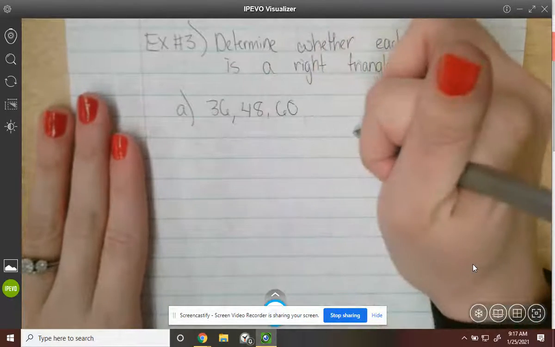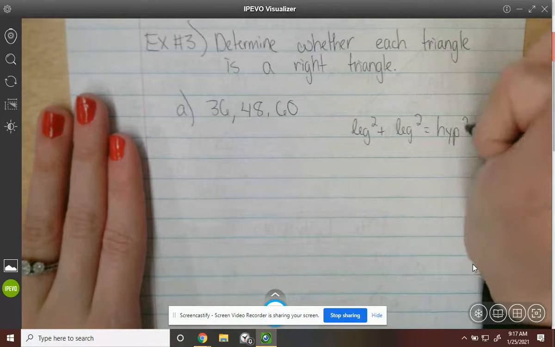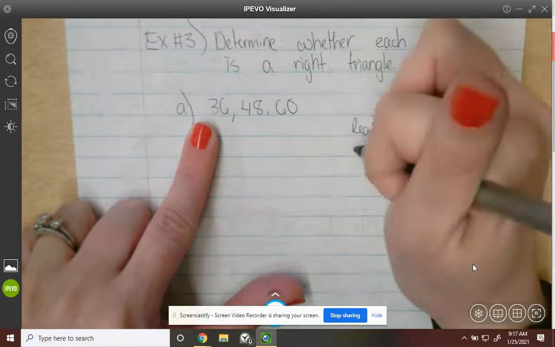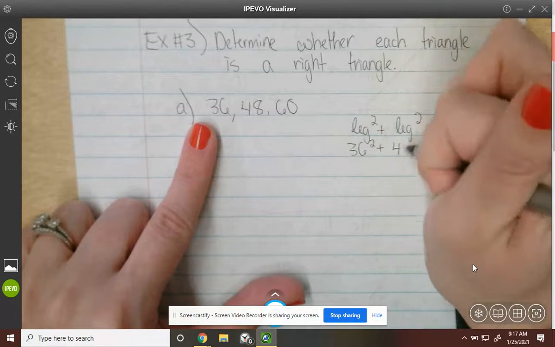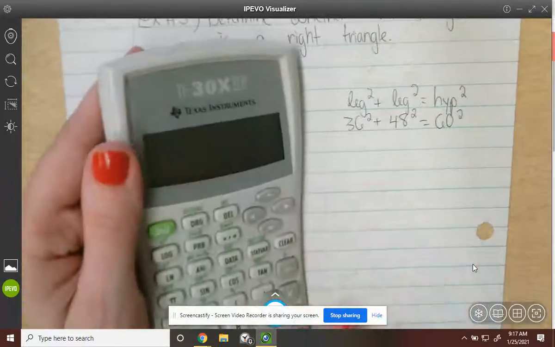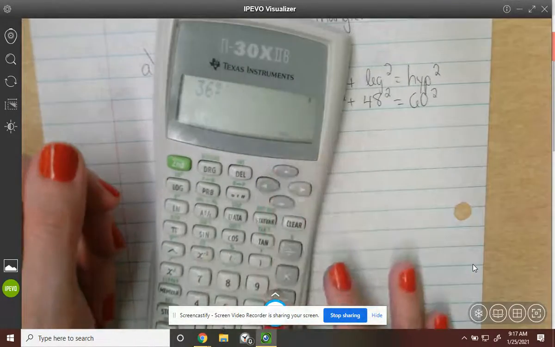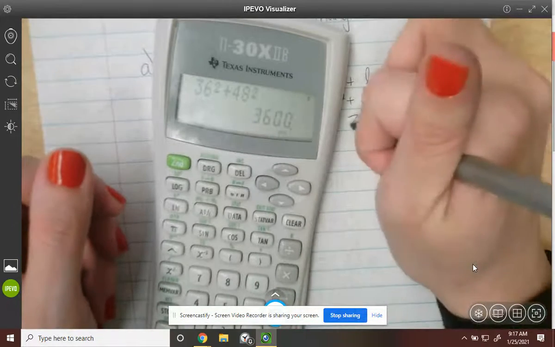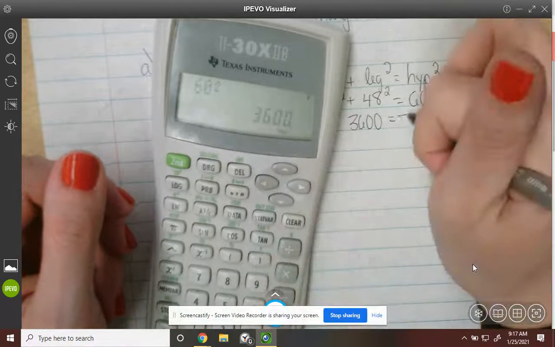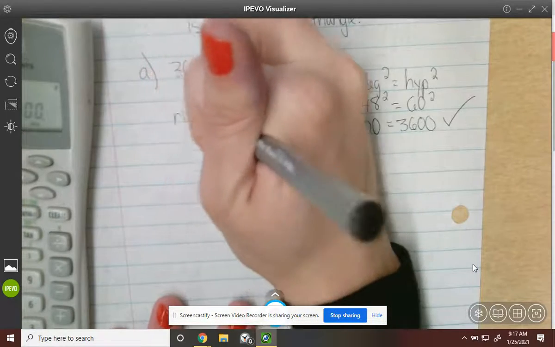So I'm going to set up my equation: leg squared plus leg squared equals hypotenuse squared. Plug in my numbers. What's my biggest side? 60. So I know that's my hypotenuse. So 36 squared plus 48 squared. And then I'm just plugging this into my calculator. Sorry about the light. 36 squared plus 48 squared, I get 3,600. And then I'm going to do 60 squared, and I get 3,600. So that means this is a right triangle.